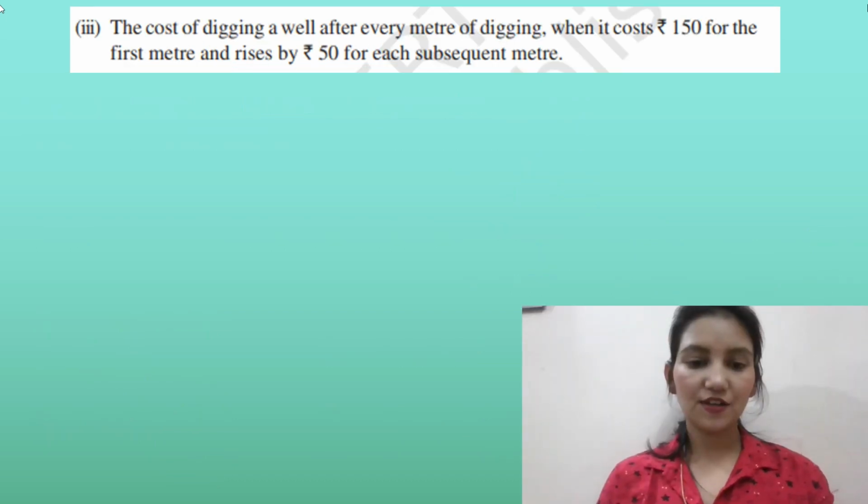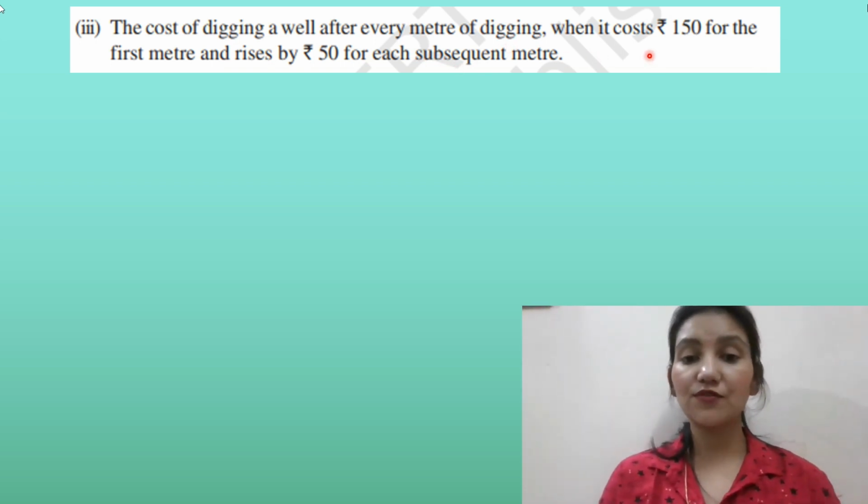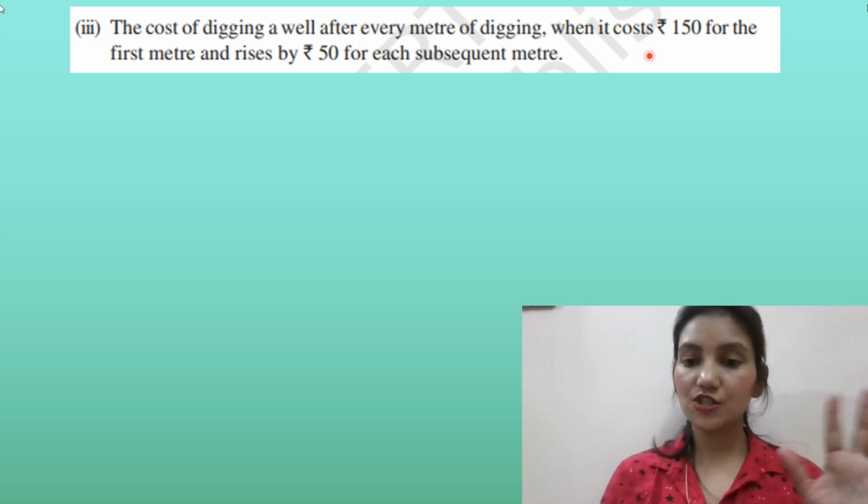So here is part 3 of question number 1. The situation is the cost of digging a well after every meter of digging, when it costs rupees 150 for the first meter and rises by 50 for each subsequent meter. You remember the taxi fare situation. So this is just similar to it.